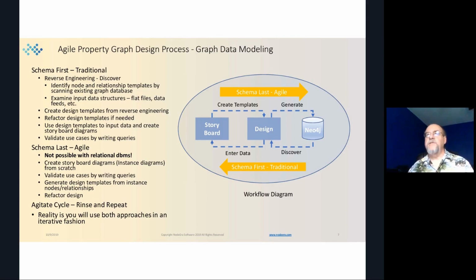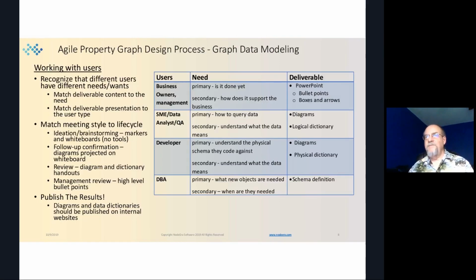Now, the question is, can I just sit at my desk by myself and do all this work? Unfortunately, the answer is no. This is a very social process. So you really have to get out there and get with people. You have to bring people together and go through a lot of meeting type work to get a good design and to get everyone agreeing that you've got it right.